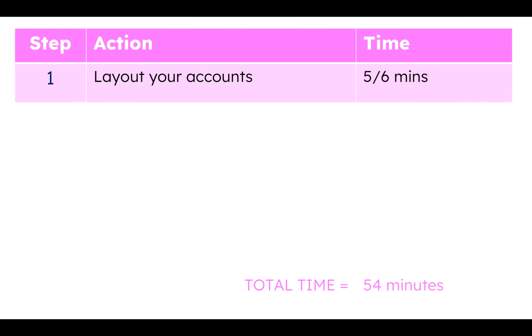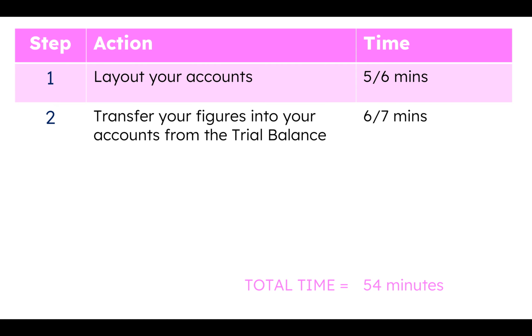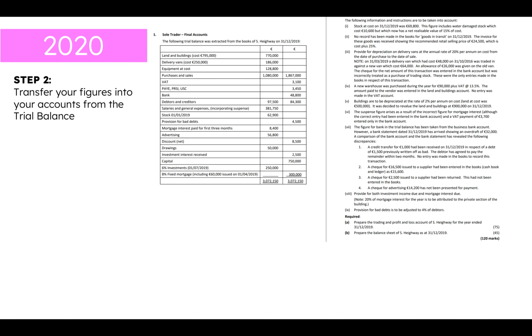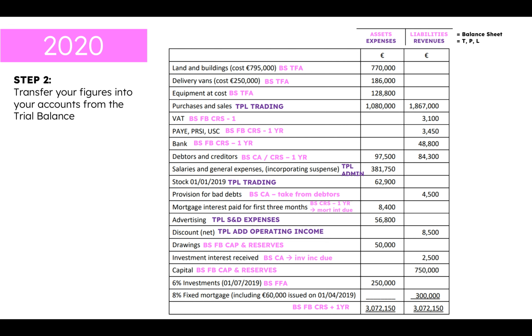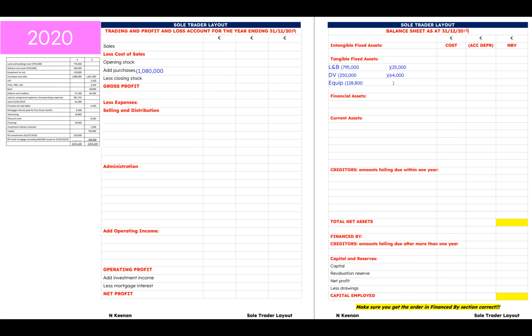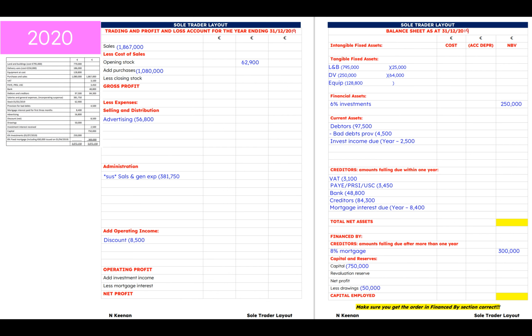Step 2, you transfer your figures into your accounts from the trial balance. So if you want to pause the video and have a look at the trial balance and put in the figures, and then come back when you're finished and have a look at what they should look like. So that should take about 6 or 7 minutes. So this is where everything would go. And then this is how it would look in the accounts. And that is step 2.